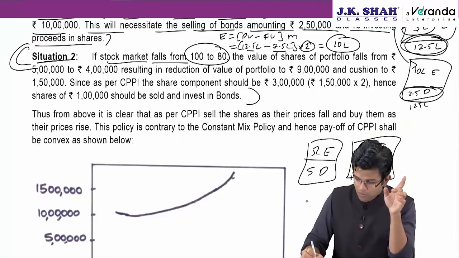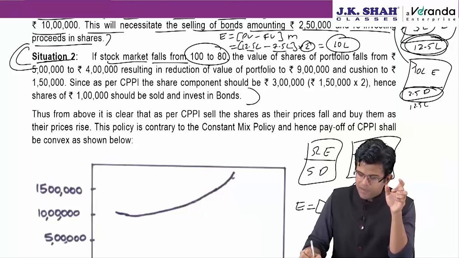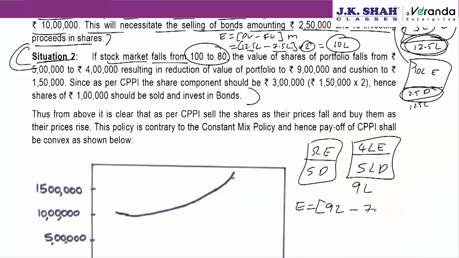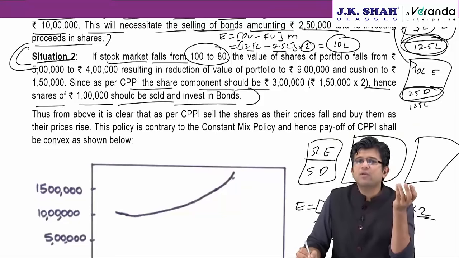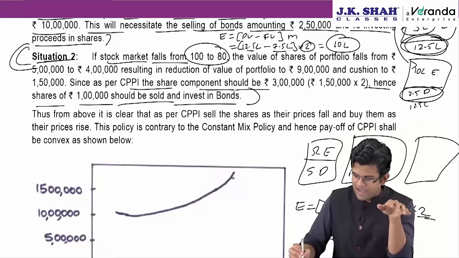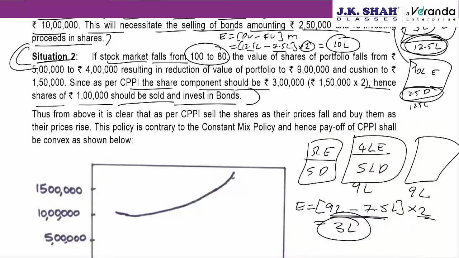Students, tell me what should be the investment in equity? It should be portfolio value minus floor value into the multiplier. 1.5 into 2, value of equity should be 3 lakhs. Therefore, students, can you see that the value of equity in your portfolio should be worth 3 lakhs? Total portfolio is worth 9 lakh.